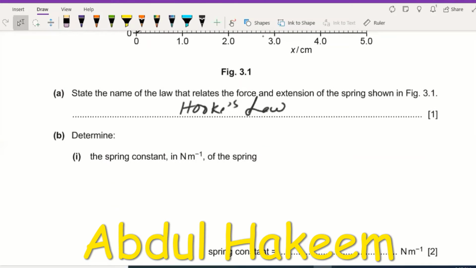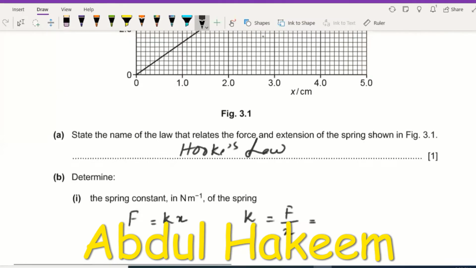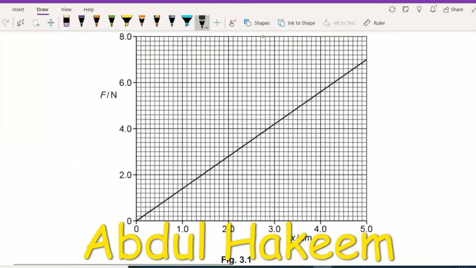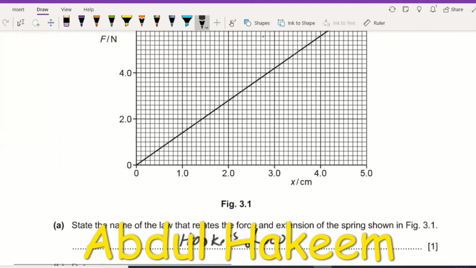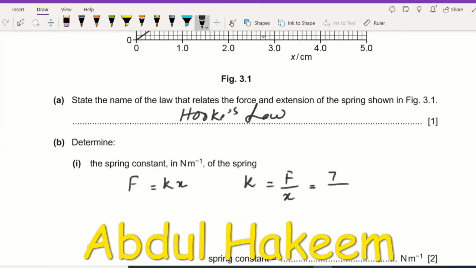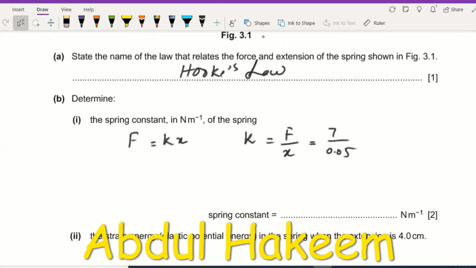Now, the question is determine the spring constant. So we have to calculate the gradient of the graph or use the formula F is equal to kx, and k is equal to F divided by x. F, from the graph, the maximum is this, which is 7 here. So 7 divided by an extension of 5 centimeter, 0.05. So 7 divided by 0.05, the answer will be 140.